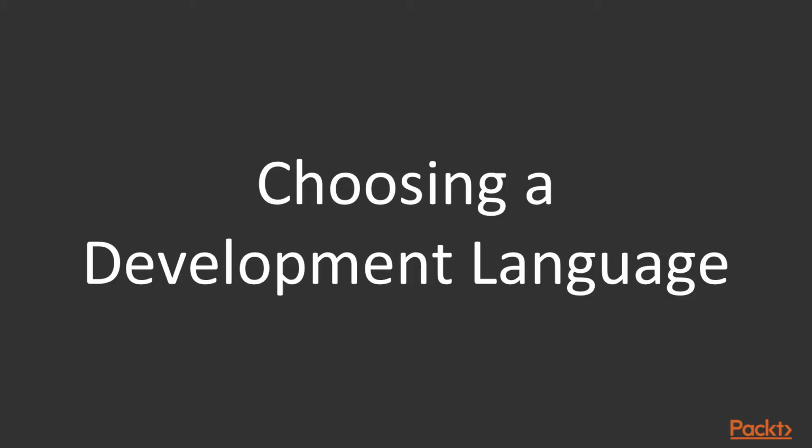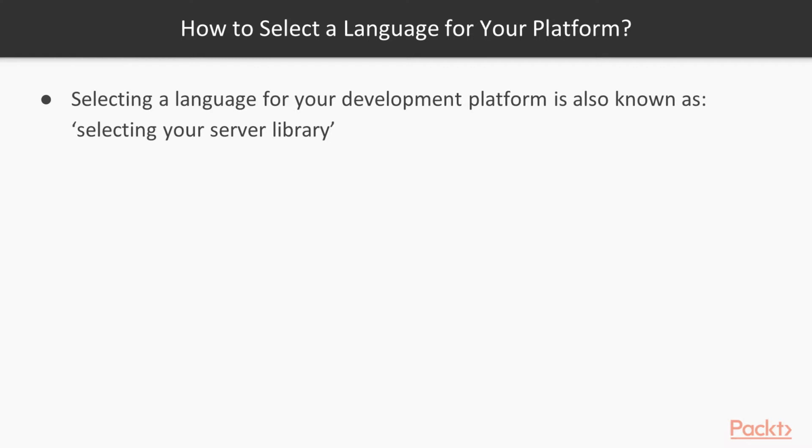It is of tremendous importance to choose a development language. The reason behind it is that this will greatly determine what tools are available for the development process. The tools that are being referred to are available in the Apollo GitHub repository. Selecting the development language is also known as selecting your server library. Why is it also known this way? Because, accurately, you are choosing which server library is to be utilized.